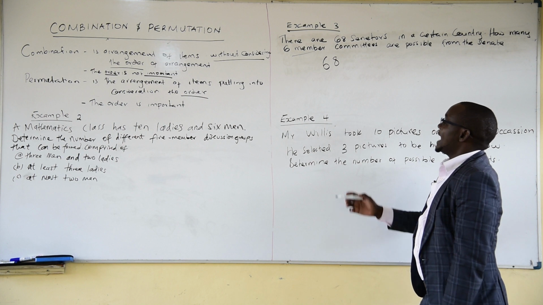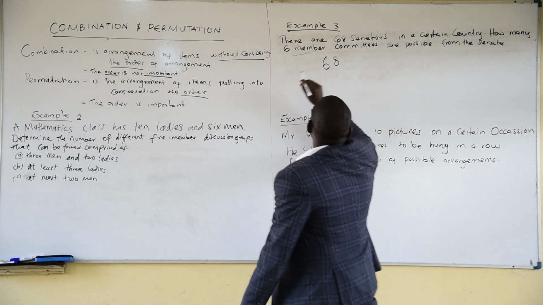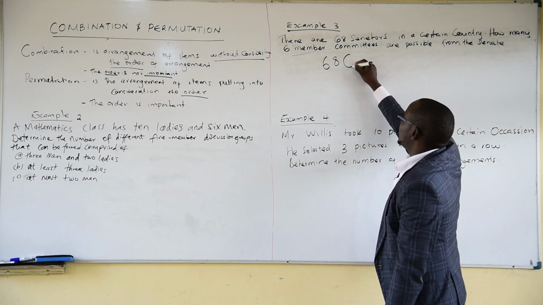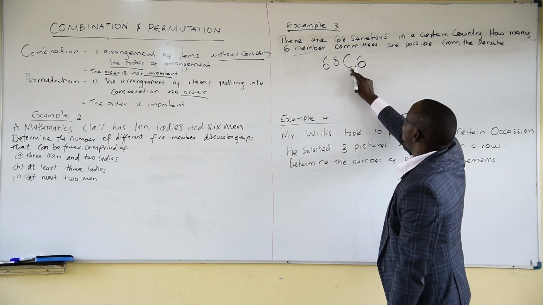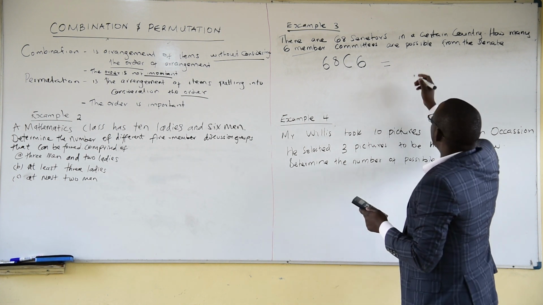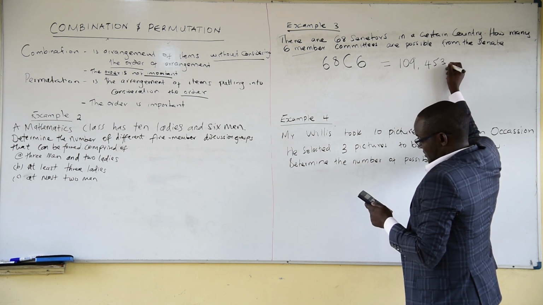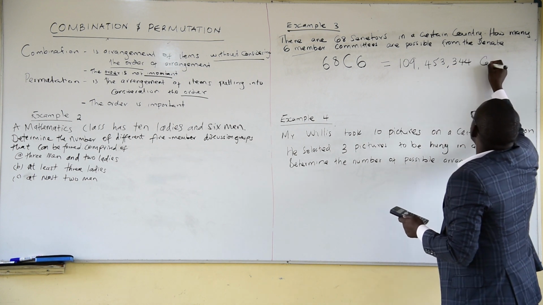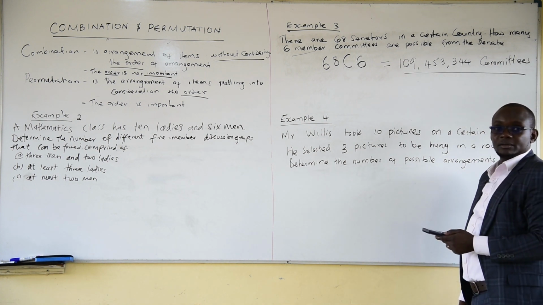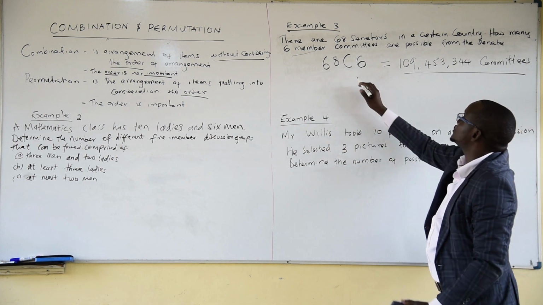We are not interested in the order in which they form the 6-member committee. And since we are not interested in the order, automatically that tells you we are going to use combination. So we shall say out of 68, we want to select 6, a committee of 6. 68 combination 6. From the calculator, this will give you 109,453,344 committees. These are the possible committees that you can have in that country, because we are not interested in the order. Therefore, we are going to use combination.